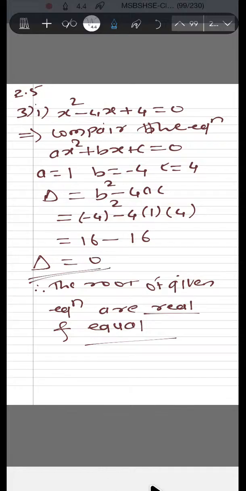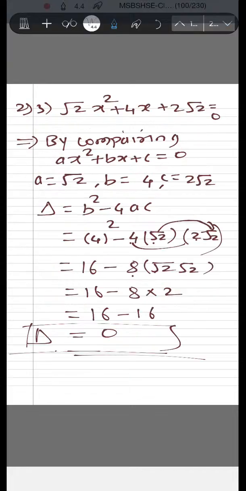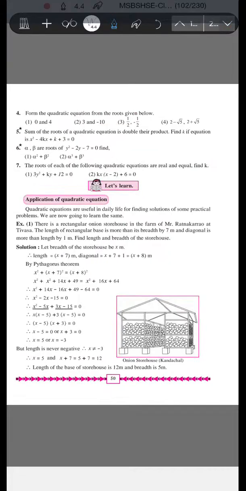So it totally depends on that. If the value is less than 0, then they are not real, and if it is greater than 0, then we can say they are real and unequal. Only 3 conclusions, by observing the discriminant you have to give. That's it. Chalo. And the fourth one you also demanded.